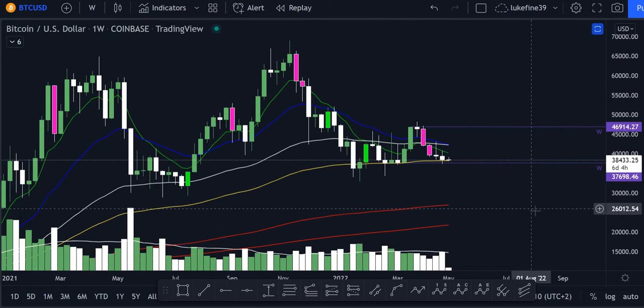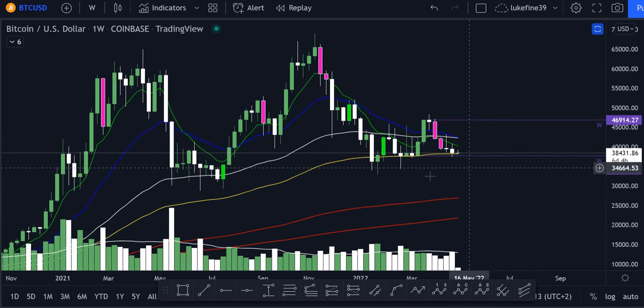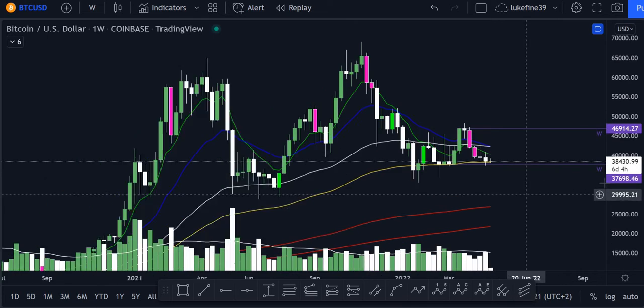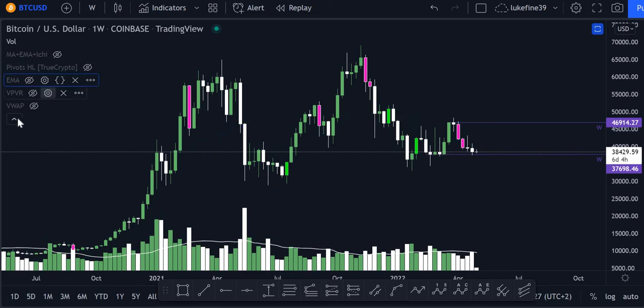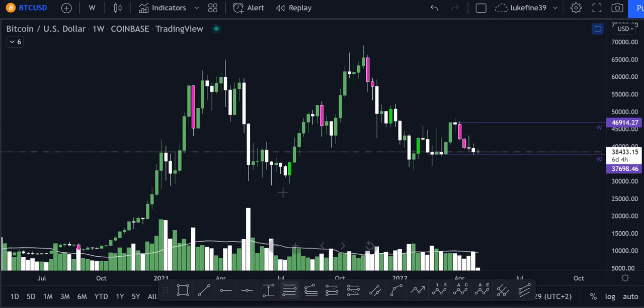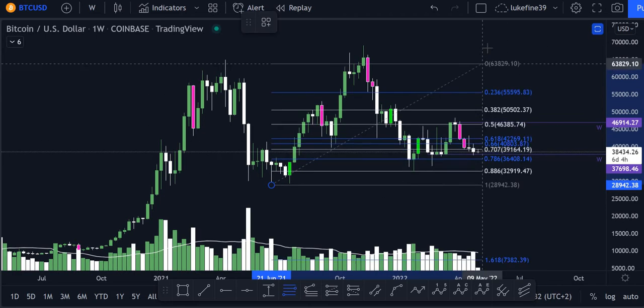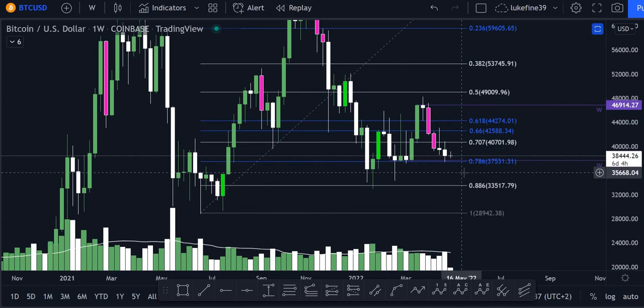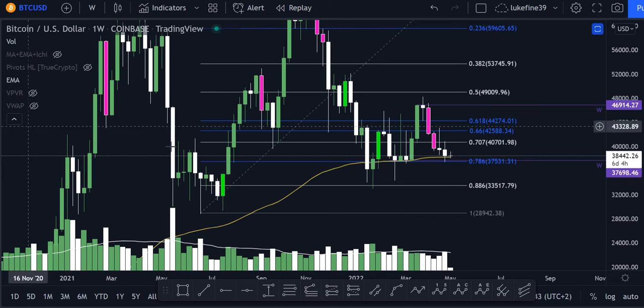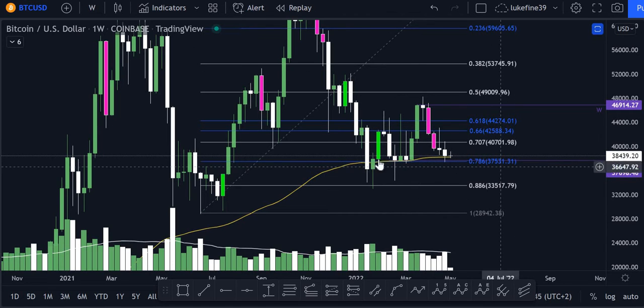So if we lose this, we will go to 36 here, and then to these lows, to test those. But let's not be gloomy now. Let's just check what we have. We'll take these fibs from the last move up, and here we will see that we also have the 786 fib as a confluence. So we have 3 things working for us now: the 89 EMA, the weekly support, and the 786 fib.